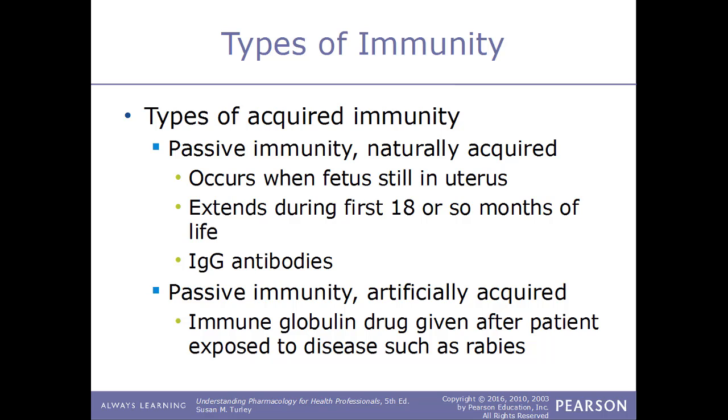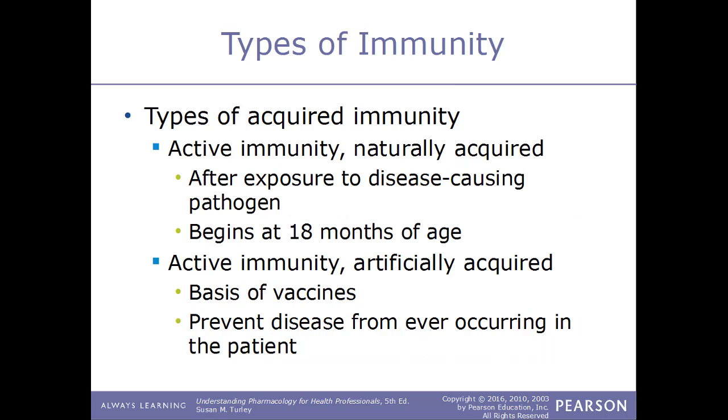So the other type of acquired immunity is artificially acquired passive immunity. This is where you have an immune globulin drug given directly to a patient that's been exposed to a disease. The other type of acquired immunity is naturally acquired active immunity. This is after a normal exposure to a disease-causing pathogen, and this will begin whenever you're 18 months old and then beyond. So someone sits next to you and coughs, and they're sick, and they expose you to the flu that they have, you are naturally being exposed to a disease.